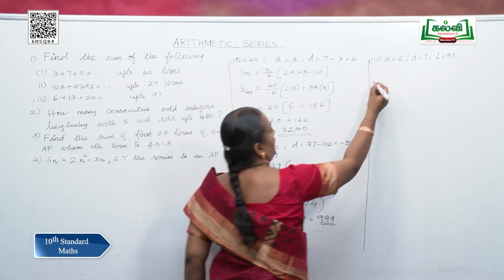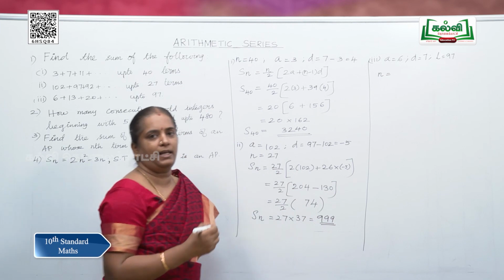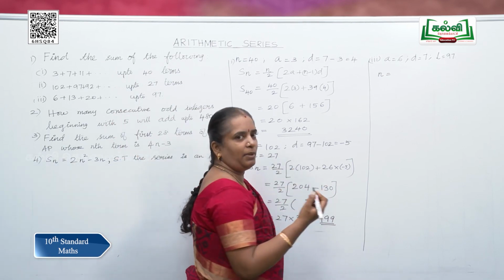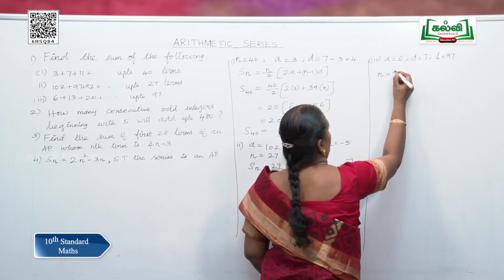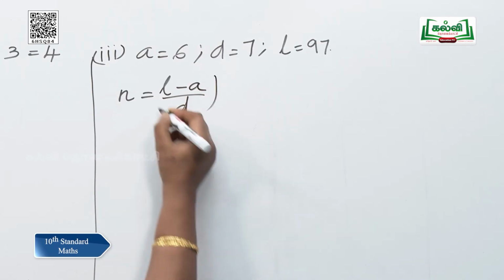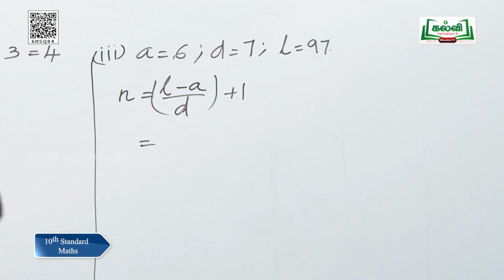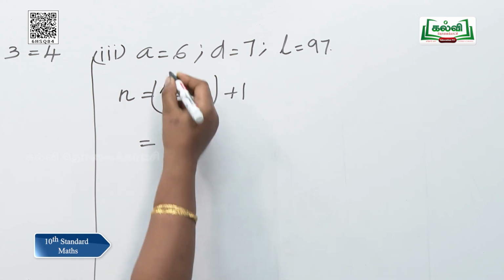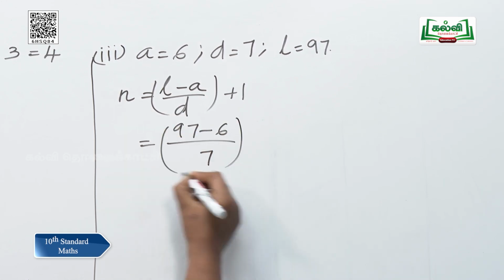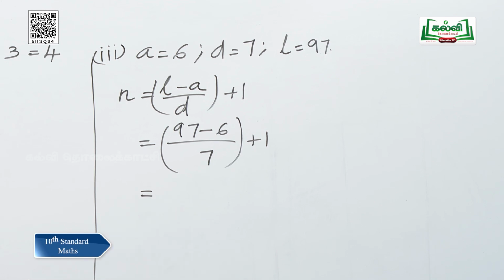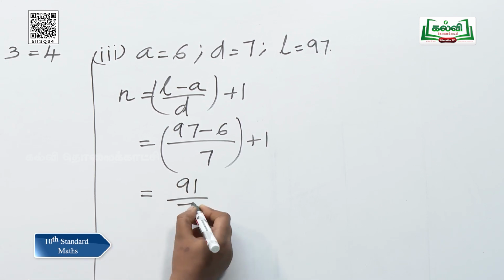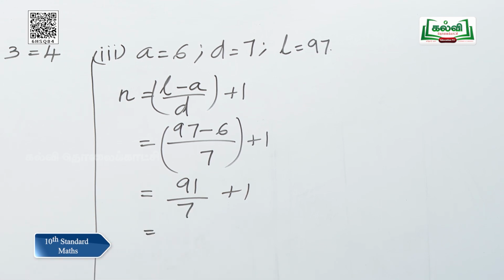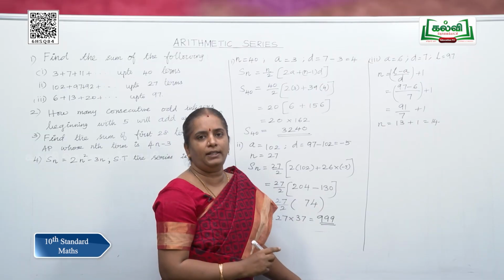How will you find N? We have a formula we have read in the last class. That is N is equal to (L minus A) by D plus 1. So let us substitute that. So 97 minus 6 by 7 plus 1. So 97 minus 6 is 91, divided by 7, plus 1. First divide and then add. So 91 by 7 is 13, plus 1 is 14. So N is equal to 14. There are 14 terms here.